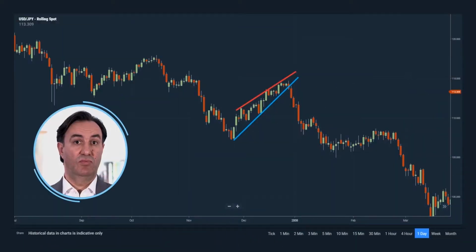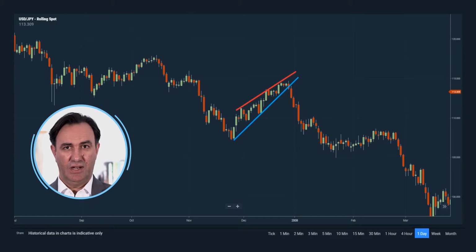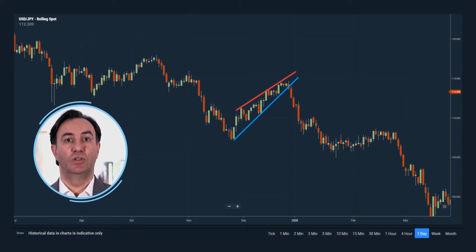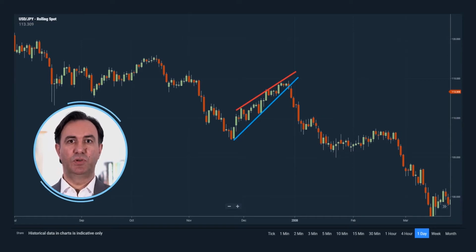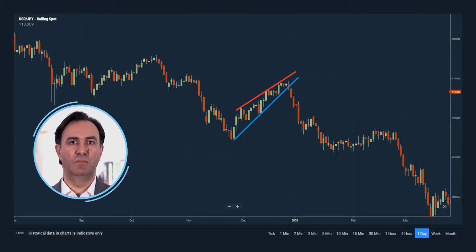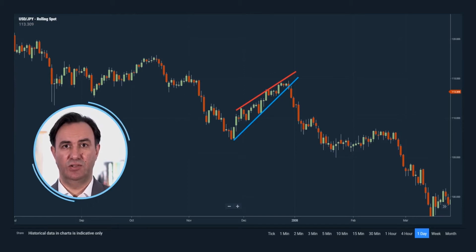Okay, let's look at how a trader would trade a rising wedge on a chart. Here is one I've already identified on dollar-yen. Both support and resistance lines slope up and the price is coming together. Wedges can be one of the most difficult chart patterns to accurately recognize and trade.